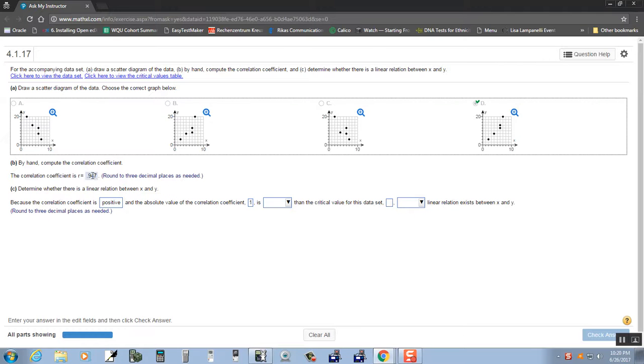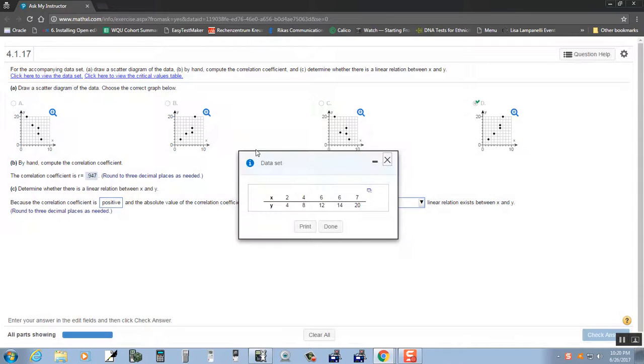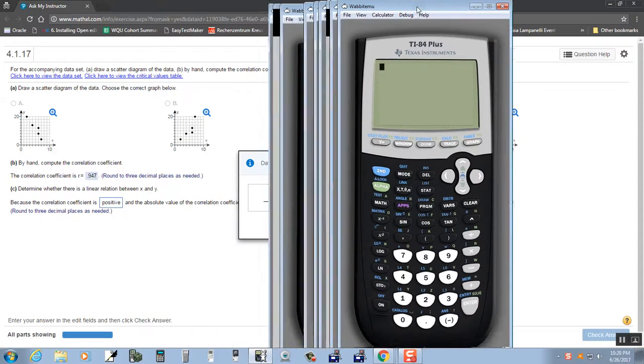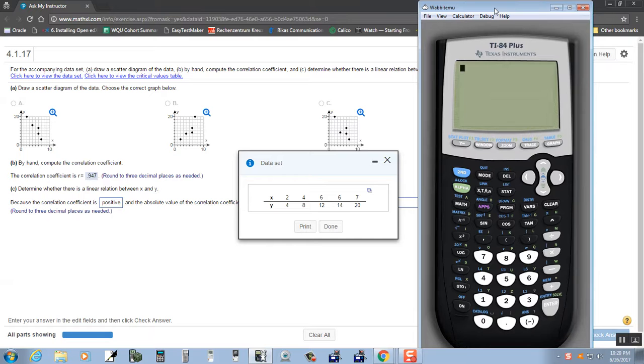Okay, let's take a look. You were asking about B and C, the correlation coefficient. If I click here to view the data set, we have this. Now I'll go and put it into the calculator first.